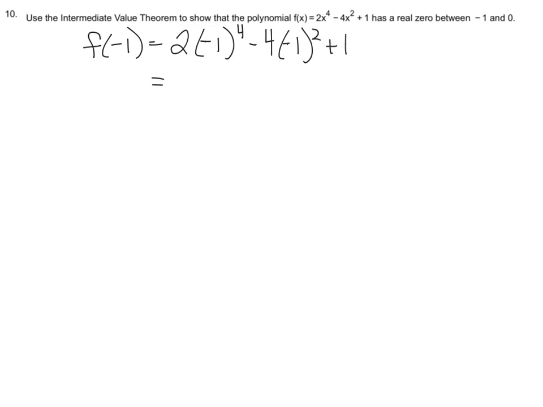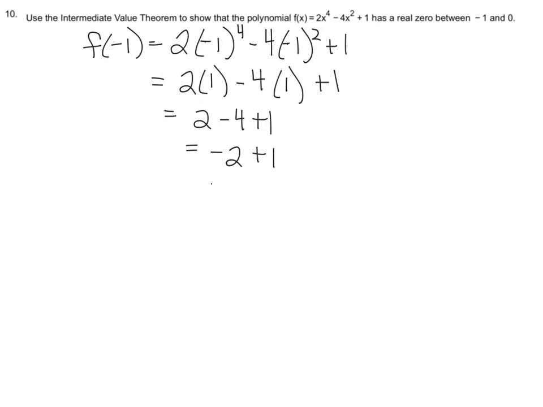Negative 1 to the 4th power is a positive 1, so this becomes 2 times 1 minus, negative 1 to the squared power is also a positive 1, so I have a 4 times 1 and then plus 1. And this becomes 2 minus 4 plus 1, which is negative 2 plus 1, which gives me a negative 1. So f of negative 1 is negative 1.